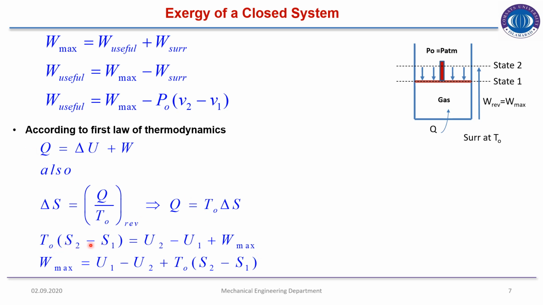Because entropy is a state property, T naught del S can be written as T naught times S2 minus S1, and internal energy is also a state property, so it is written as U2 minus U1, and W is the maximum amount of work. So if we take the W max term on the left hand side, we are left with U1 minus U2 plus T naught S2 minus S1 on the right hand side.